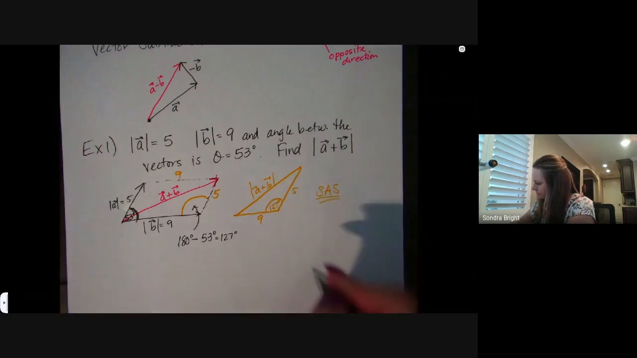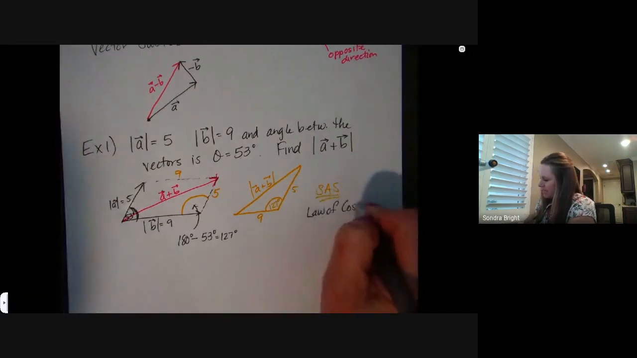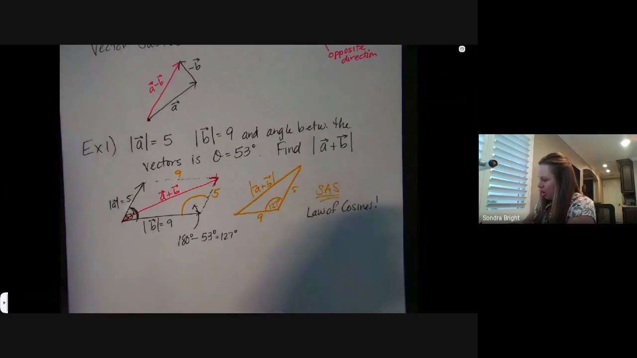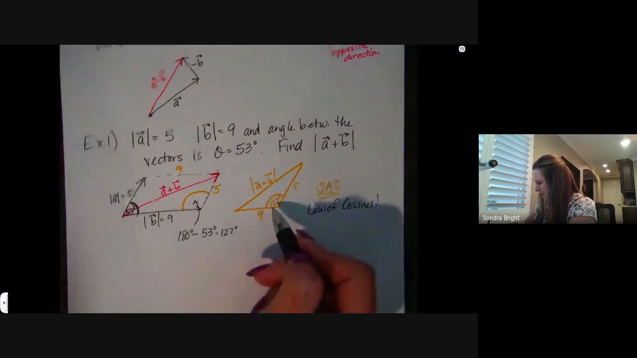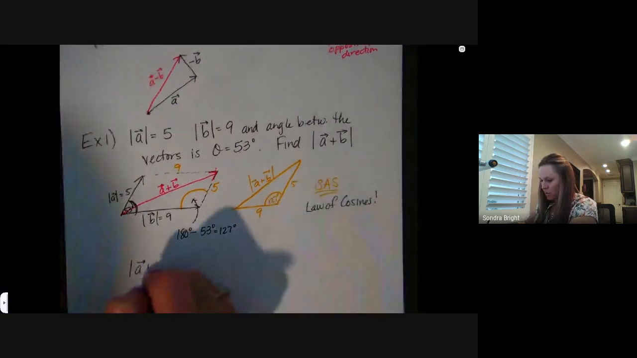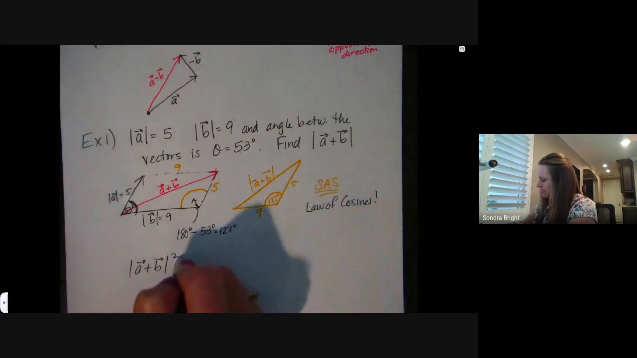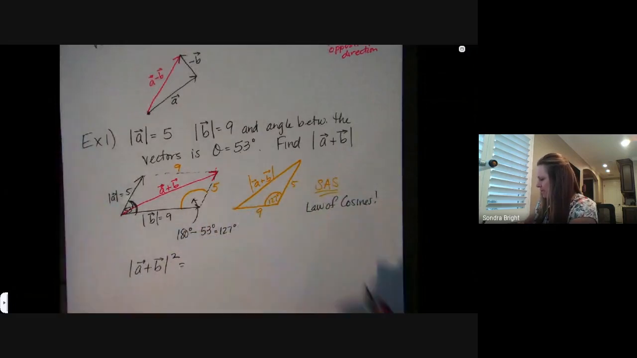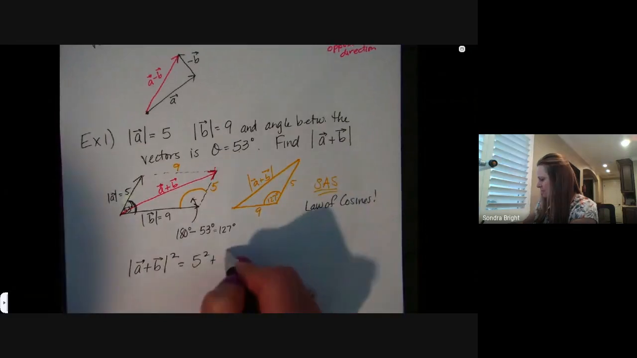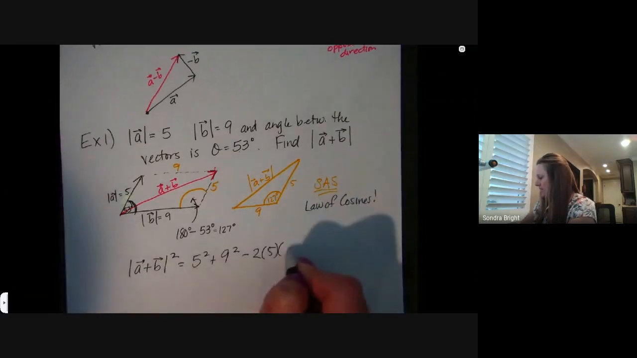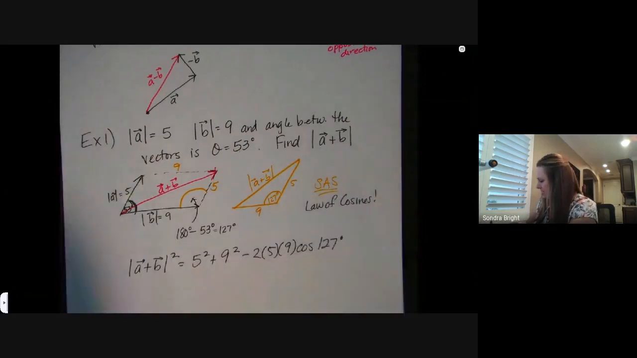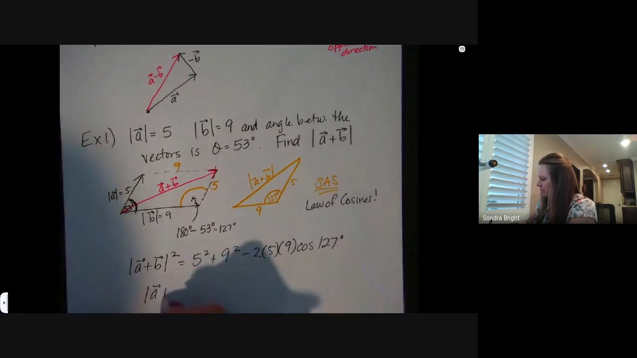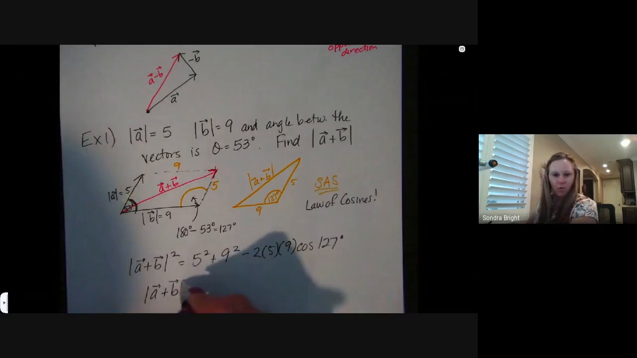All right, law of cosines says that this side opposite the 127 degrees, the length of that guy squared will be side squared plus the other side squared minus 2 times the side times the other side times the cosine of 127 degrees. And so then you'll take the square root of both sides to get that this magnitude of A plus B will equal the square root of that whole craziness.